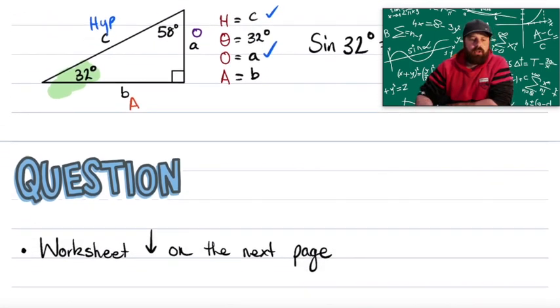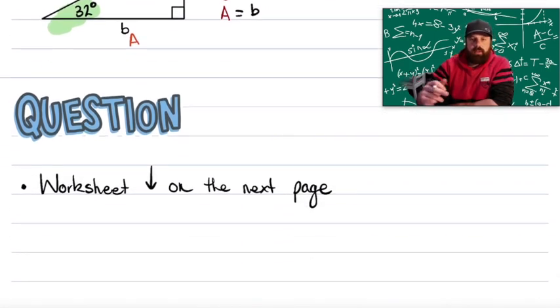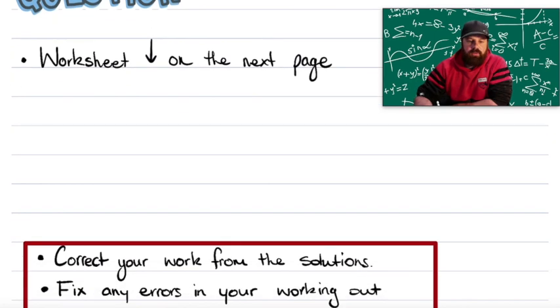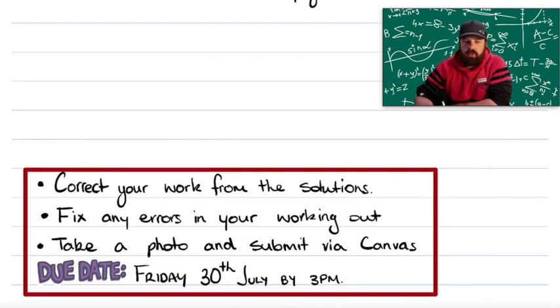All right, so your questions, there's a worksheet on the next page you need to complete. And as always, the answers will be at the end of this worksheet. So once you've done that, correct your work from the solutions, fix any errors in your working out, take a photo and submit it to Canvas.